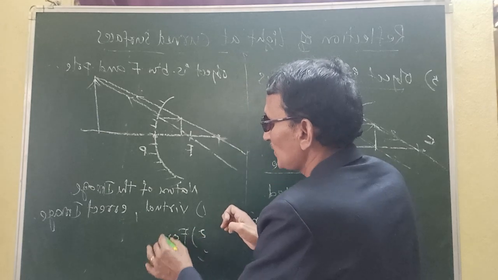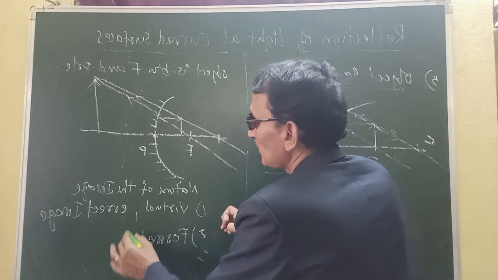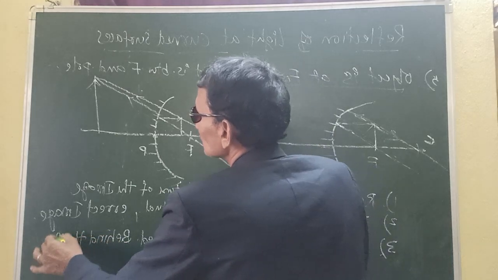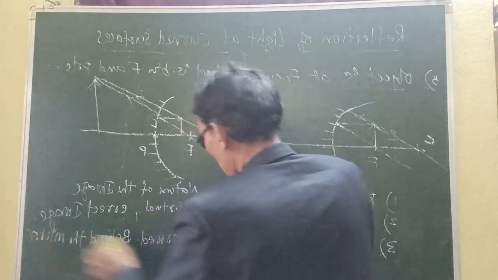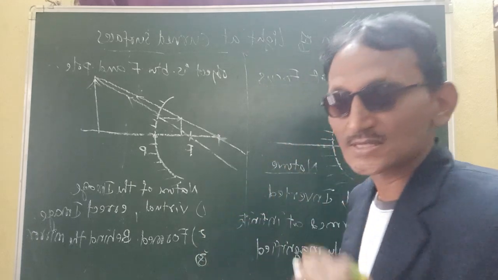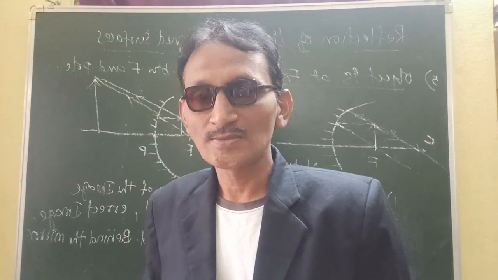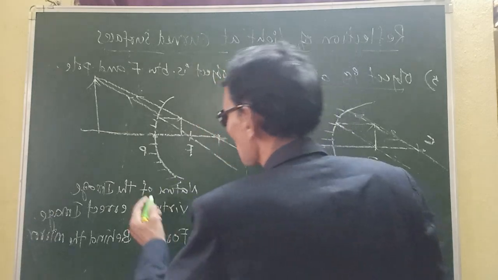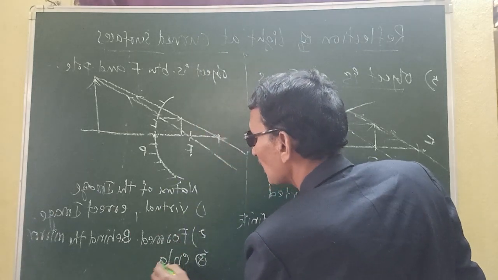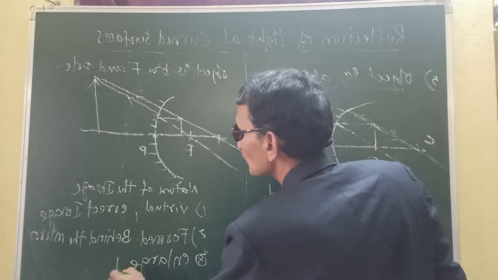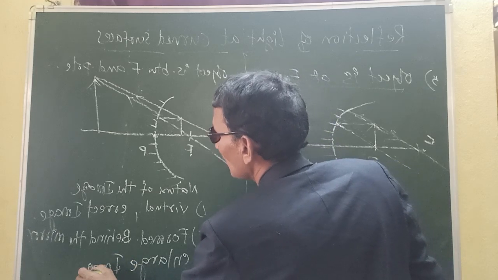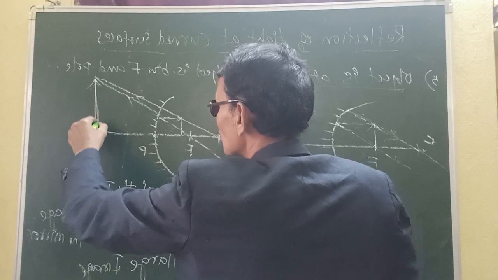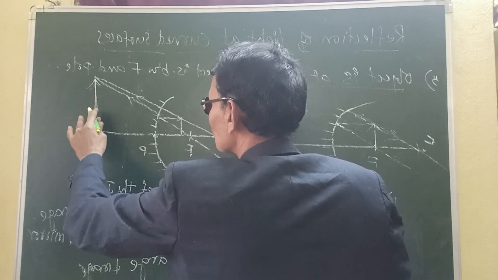It is formed behind the mirror. And how is it? It is an enlarged image. So the image is enlarged. You can see that there is an enlarged image.